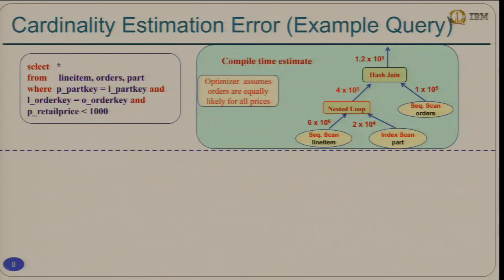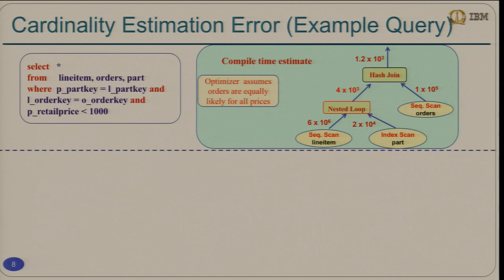So just to give an example of what this error is, right? When you get the query, this is the query you gave to the optimizer. It does not know anything other than maybe it maintains some base statistics about this line item table, parts table, and orders table, right? What it does is it can make certain assumptions. So one assumption it can make is, let's say, that orders for all the prices are equally likely. Okay, let's say it makes that assumption because it has outdated statistics on the orders table.